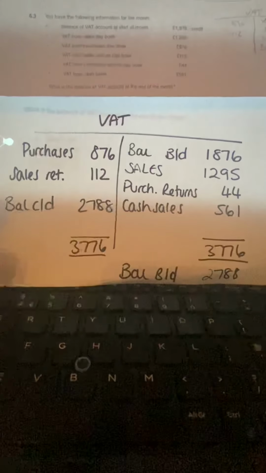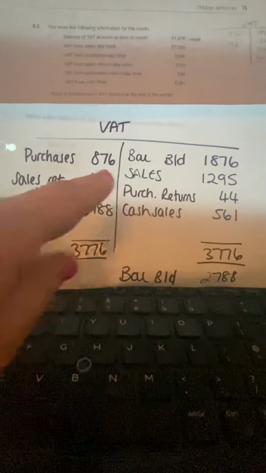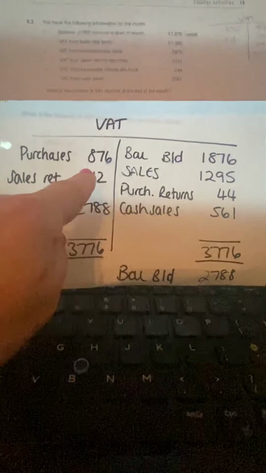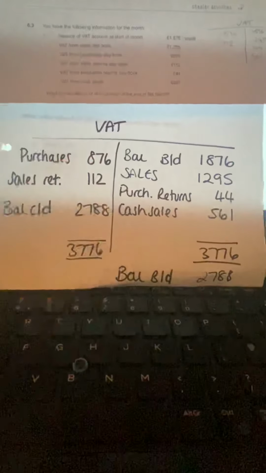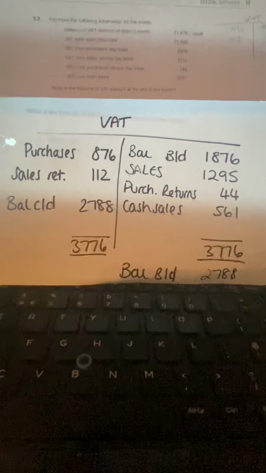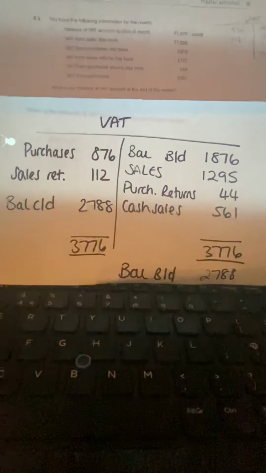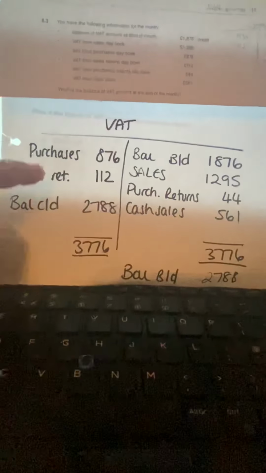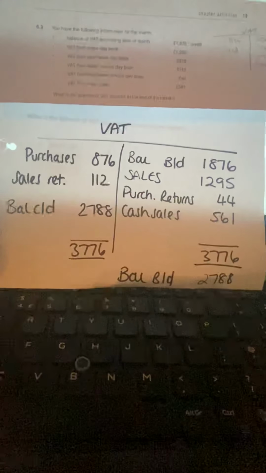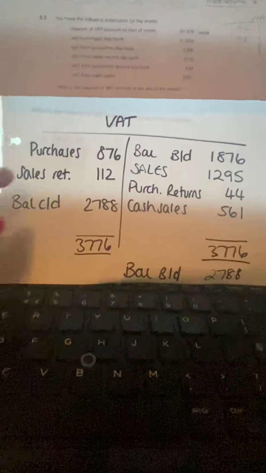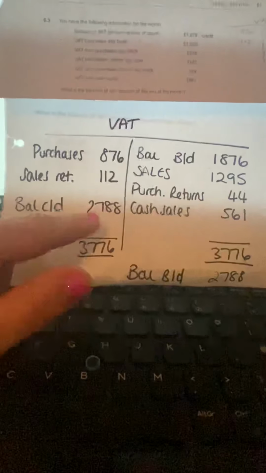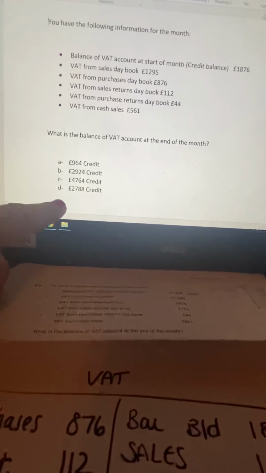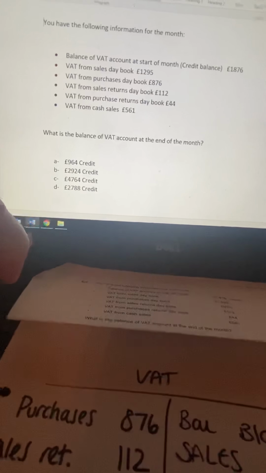Now, also just double check here, for example, sales and sales returns should be on the opposite sides. Purchases and purchase returns should be on the opposite sides. If they're not on the opposite sides, you need to go back and check your entries because purchases and purchase returns couldn't be on the same side because it's different accounting treatment. So from doing this, my balance carried down is 2788. Was that an option in the multiple choice? It certainly was. So the answer for this one would have been D.